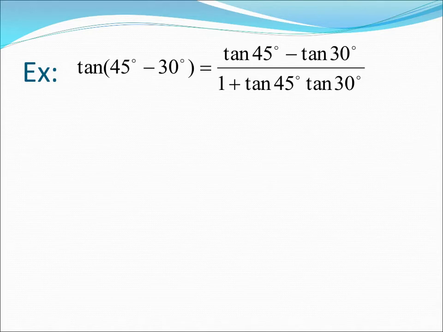Okay, so here we have the tangent of 45 degrees minus 30 degrees. Since we're subtracting in our equation, we're going to be subtracting for our numerator. And we're going to go ahead and evaluate these. Alright, so try and stay with me. This gets a little bit complicated.